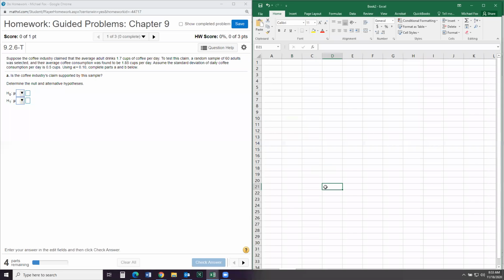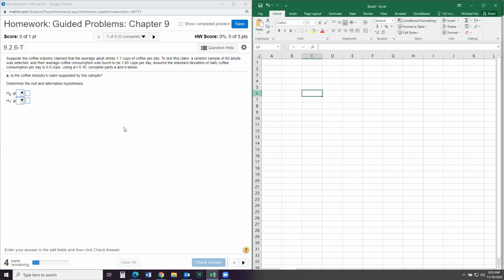Hey everybody, I'm going to work out the Chapter 9 guided problem for you. Let's just take a look at it. Suppose the coffee industry claimed the average adult drinks 1.7 cups of coffee per day. To test this claim, a random sample of 60 adults was selected, and their average coffee consumption was found to be 1.85 cups per day. Assume the standard deviation for daily coffee consumption per day is 0.5 cups, using an alpha of 0.1.